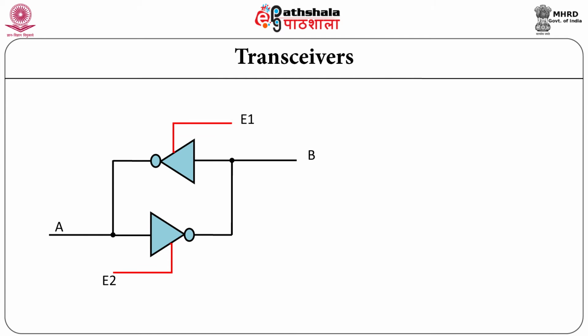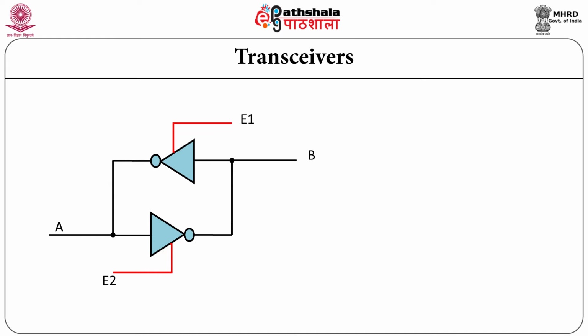A transceiver is a bidirectional buffer with additional direction control and enable pin. It allows flow of data in both the directions depending upon the logic status of the control input. Transceivers, like buffers, are tristate devices to make them compatible with bus oriented systems.